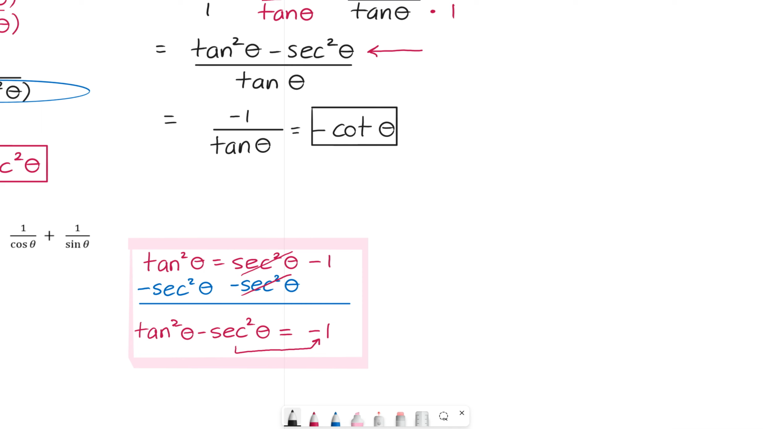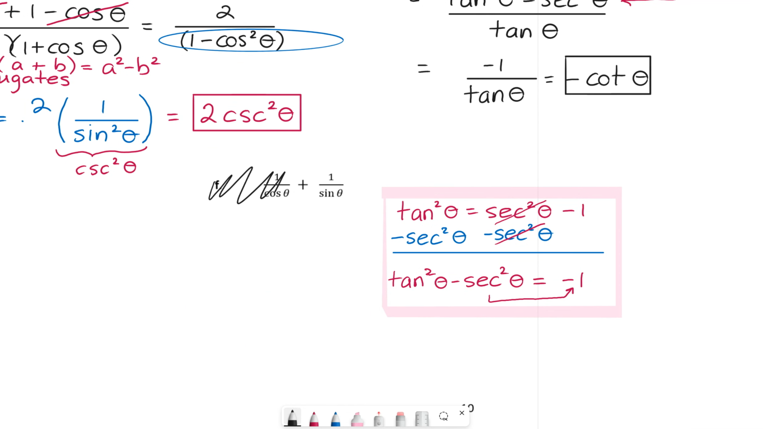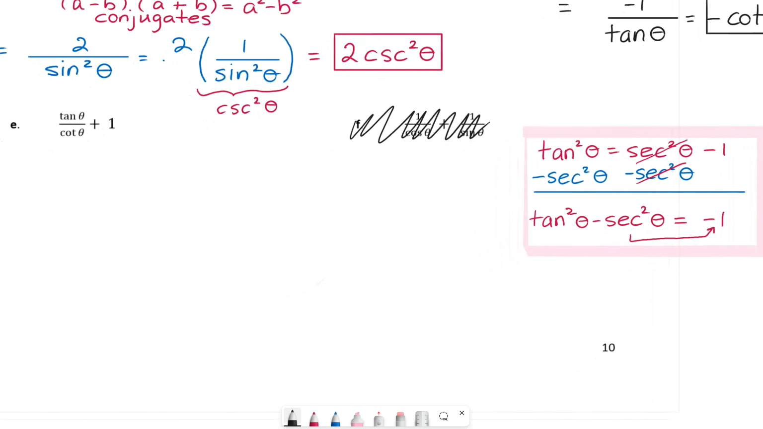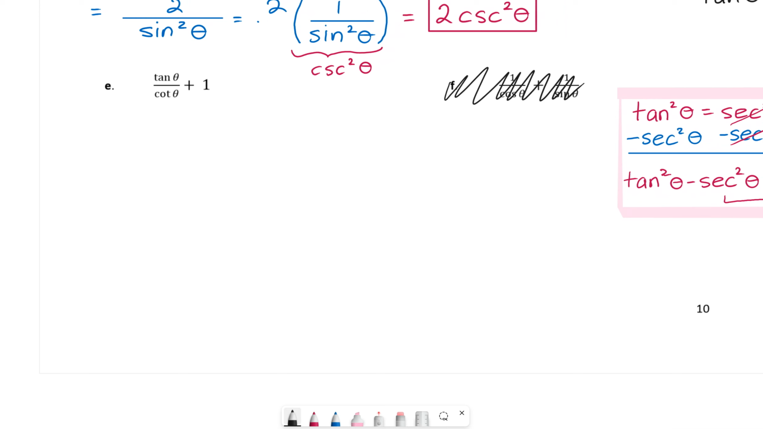So sometimes be aware that you are able to manipulate the formulas that are in the chart as well. Let us cross out F because that was just a previous problem we've already covered. Let us now do this last problem. So tangent theta over cotangent theta plus 1. So here is another example where you're going to be tempted to do the following, and you can, it's not wrong. You're going to be tempted to say, okay, tangent theta over cotangent theta plus 1 over 1 and attempt to get the common denominators.